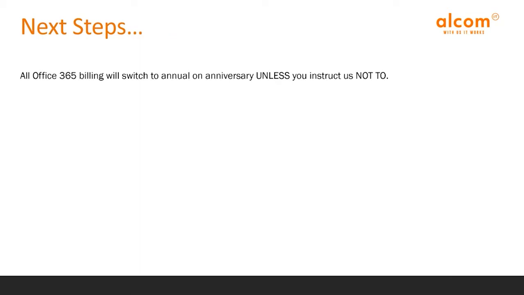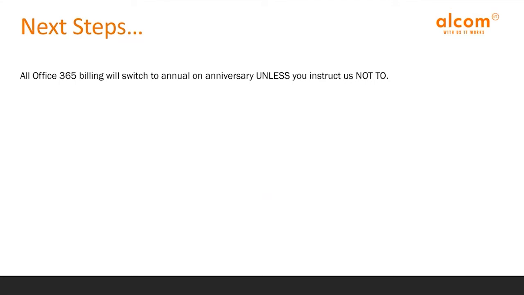So we need you to do some work now. This is what we need you to do. We need you to realise, firstly, that all Office 365 billing will change to annual on its anniversary, unless you instruct us not to. So if we don't hear from you, we're going to switch to billing you annually. So you get a normal direct debit. It doesn't change there, but one direct debit on the annual will have a sudden increase, and it'll be for the 70 licenses.